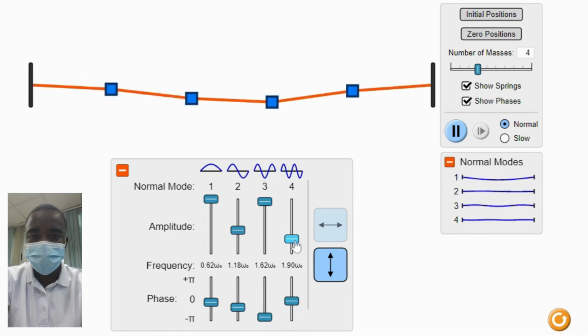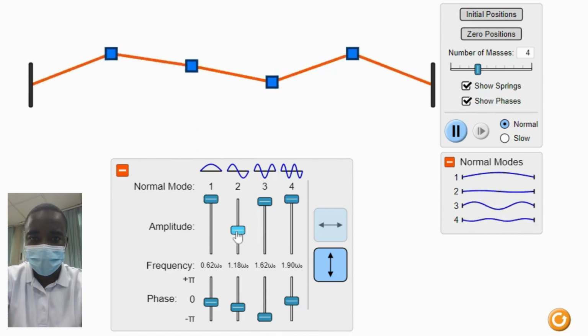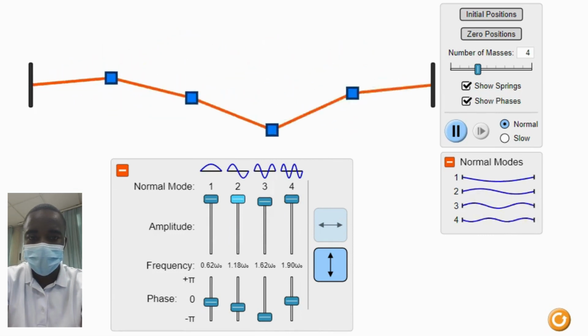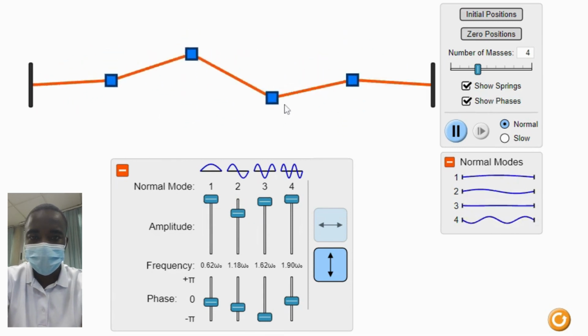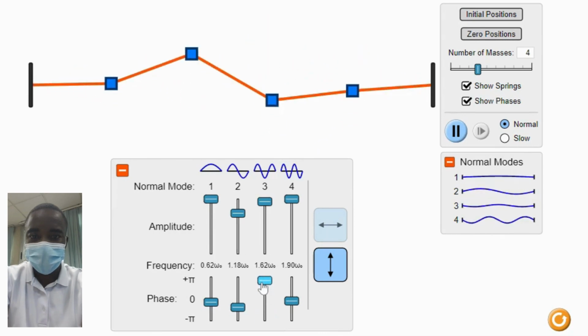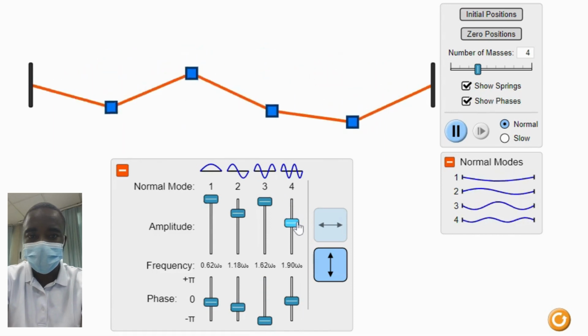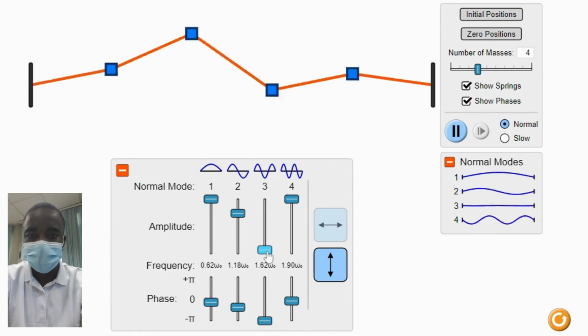Amplitude, on the other hand, is the maximum displacement of a system from its equilibrium position. In other words, it is the maximum distance the system moves away from its original position during oscillation. Phase is a measure of the relative position of a system at any given time during an oscillation. It is usually expressed in degrees or radians and describes how much of a cycle has been completed at a given time.